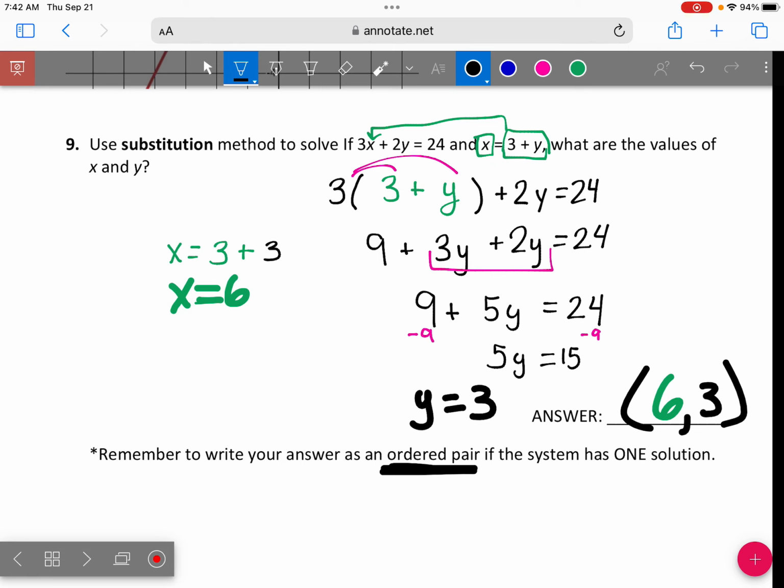What else do you guys want? How about that story problem? 11. Let's look at 11.